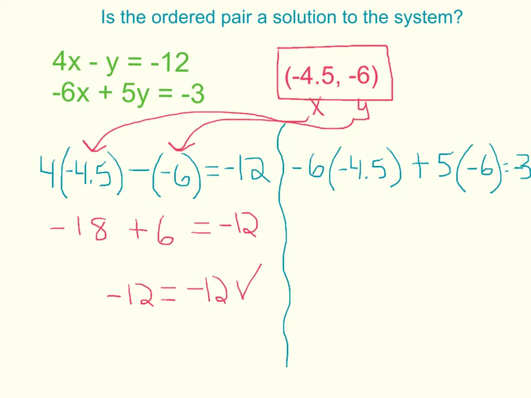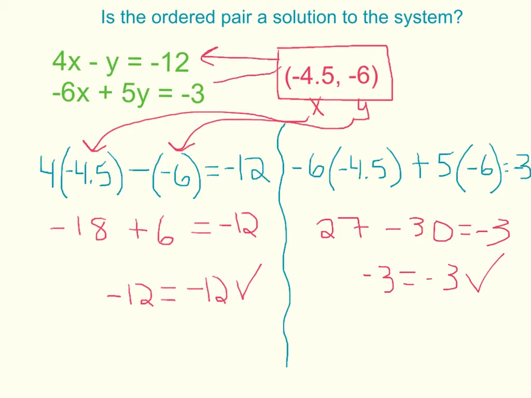Negative 6 times negative 4.5 is a positive 27. And then 5 times negative 6 would be negative 30, equals negative 3. 27 minus 30 is negative 3. And negative 3 equals negative 3. So that means this point lies on both equations and is therefore the intersecting point between them. So is the ordered pair a solution? In this case, yes, it is.